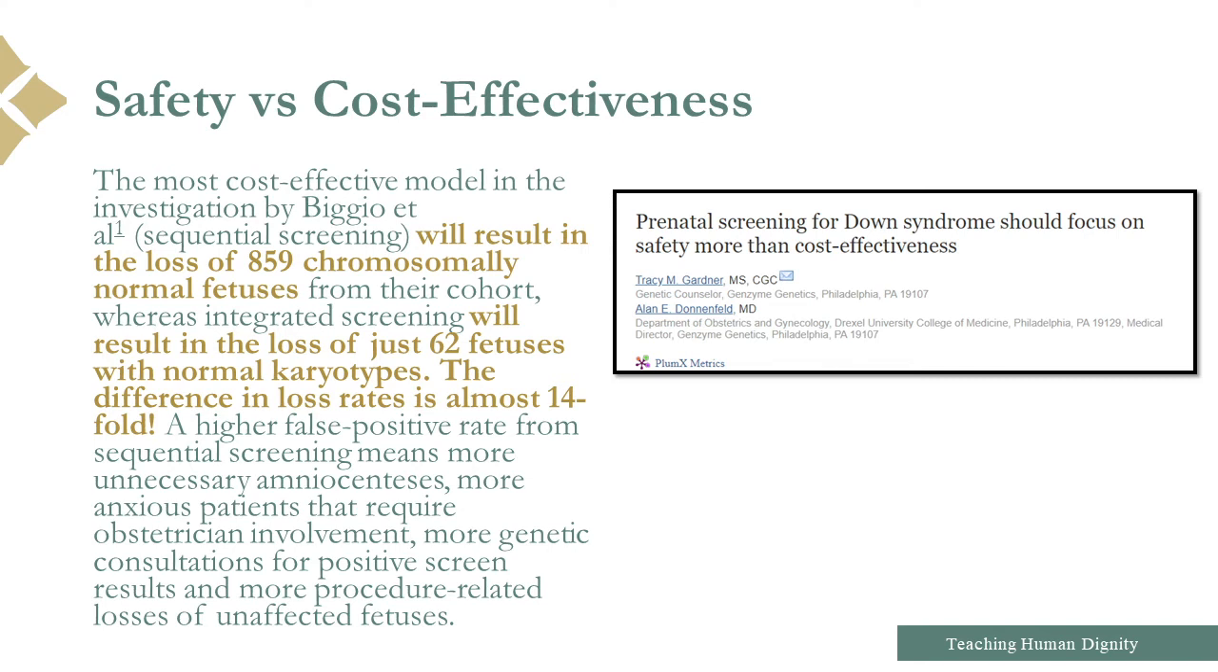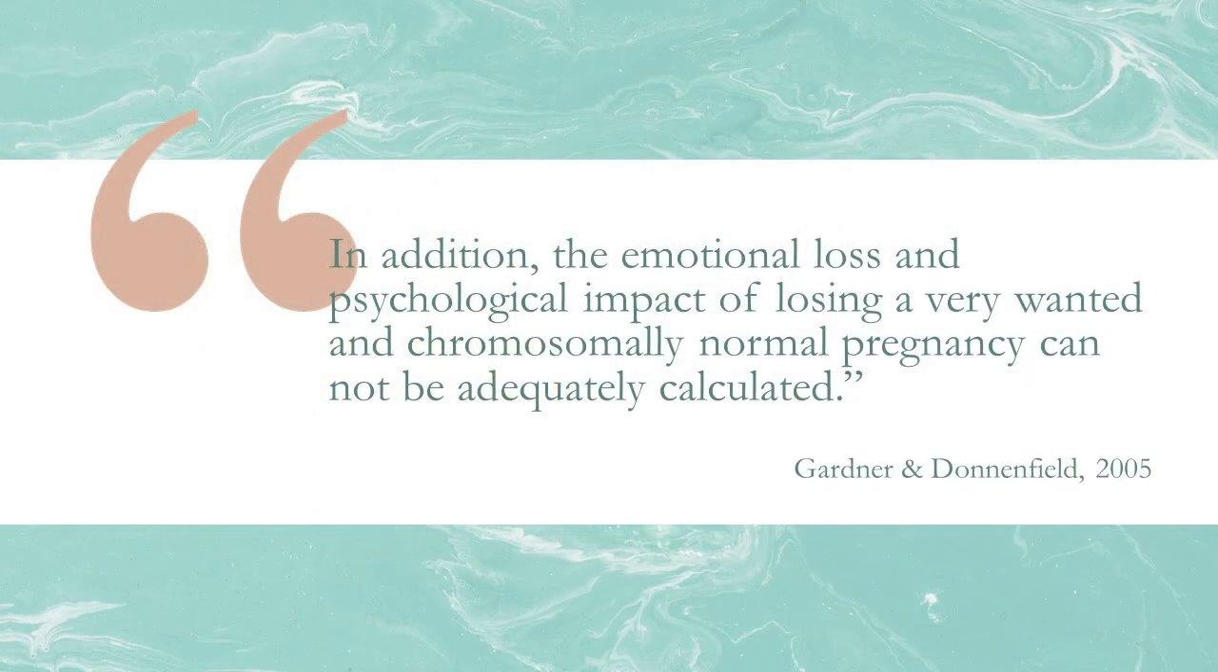You don't have to read through the whole thing, but you can see that the most cost-effective model will result in the loss of 859 chromosomally normal fetuses. They go on to compare that to another screening protocol that would result in the loss of just 62 fetuses. And he points out, and he should, that the difference in loss rates is almost 14-fold. So he's trying to make the general point that we really should be considering safety and not cost effectiveness here. He says he's concerned that managed care plans will focus on the cost effectiveness cited in this article. But look at the very last sentence.